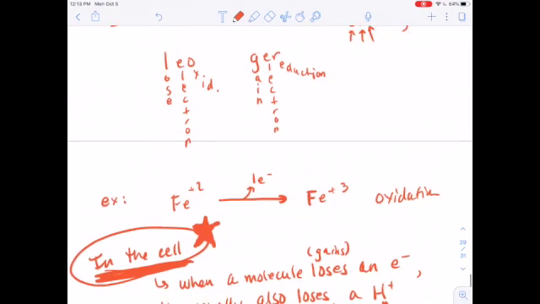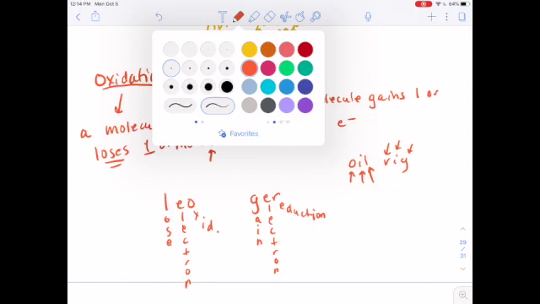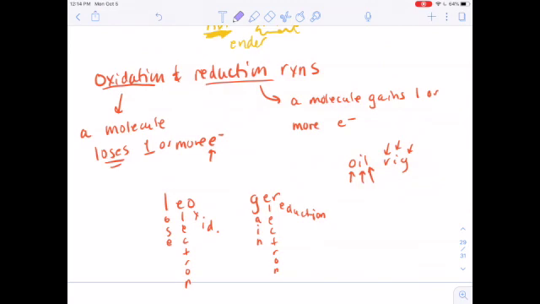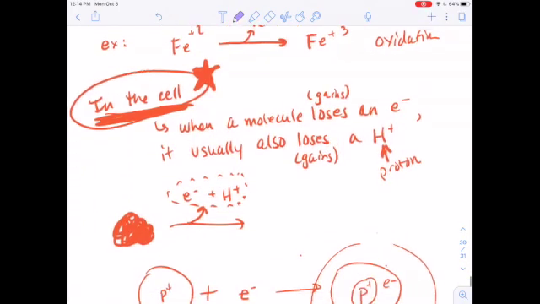So when we're talking about oxidation and reduction in the cell, we gotta go back and amend our definition. We need to say, when a molecule loses 1 or more electrons or hydrogen atoms, it's an oxidation. When a molecule gains 1 or more electrons or hydrogen atoms, it has been reduced. So let's take a look at what on earth this actually means for cellular respiration.